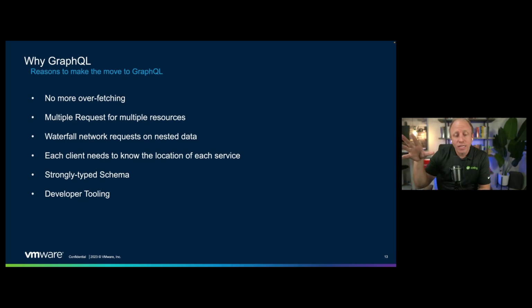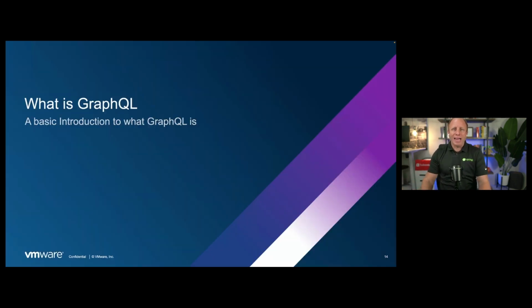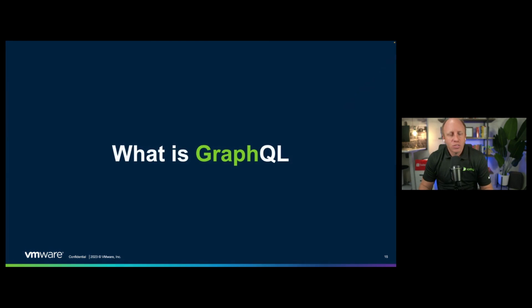I love that it has a strongly typed schema. We know exactly what is going on in the API, and that leads to some really nice developer tooling that we'll see today. So that's my why. Now that we understand the why, we can move forward and talk about what GraphQL is. So what is GraphQL?